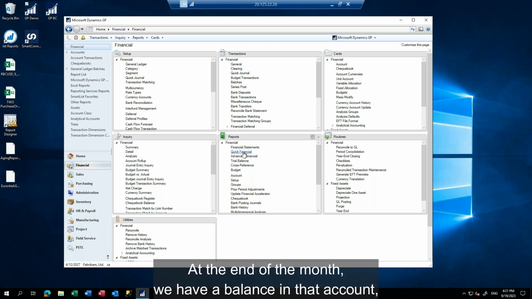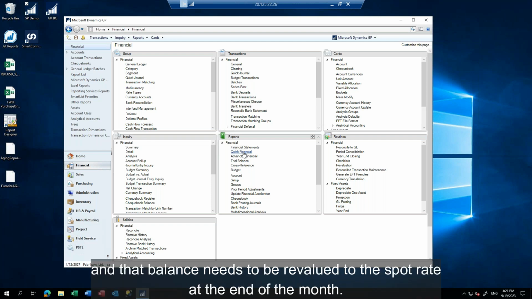At the end of the month, we have a balance in that account, and that balance needs to be revalued to the spot rate at the end of the month.